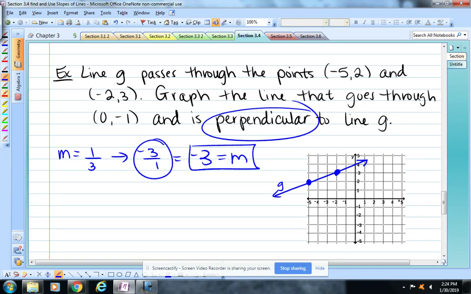So I'm going to graph the point 0, negative 1, which is on the y-axis. And I'm going to go down 3 to the right 1. Down 3, right 1. And they're not going to cross right there, so I need to make sure I draw my line long enough so they do cross. Okay? So if your points don't make your lines cross, draw your line long enough so they do cross. And when they cross, this angle should look like a 90-degree angle. I mean, I know they're tilted sideways. They're not vertical and horizontal. But that should look like 90 degrees.